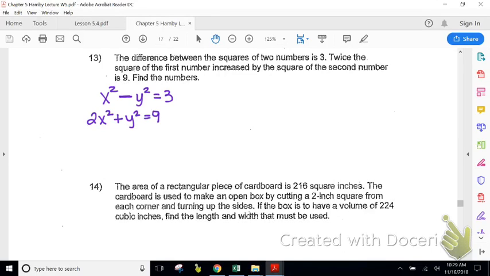And the last one there says the area of a rectangular piece of cardboard is 216 square inches. What do you know about the area of a rectangle? Yeah, so that's telling us that length times width equals 216. The cardboard is used to make an open box by cutting a 2-inch square from each corner and turning up the sides. If the box is to have a volume of 224 cubic inches, find the length and the width that must be used. What do you know about volume? Yeah, length times width times height, or length times base times height, however you want to put it, okay?